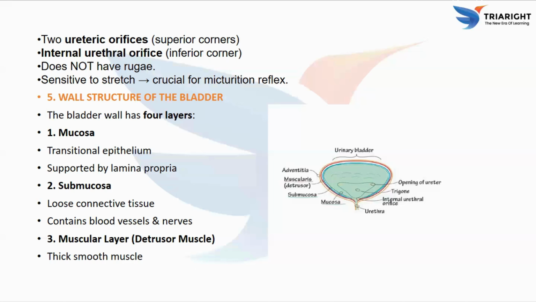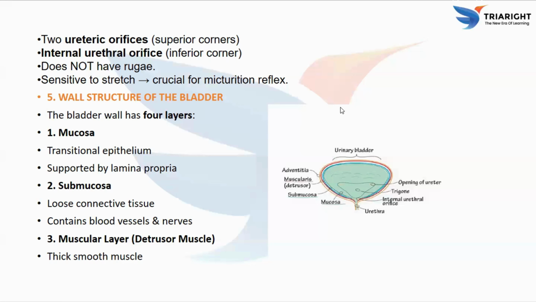So what is the main function of the muscular layer? It is responsible for urination. It contracts to push the urine out during micturition. So if there is overactive bladder, you can find excessive detrusor contractions. Spinal cord injury can also cause detrusor dysfunction.